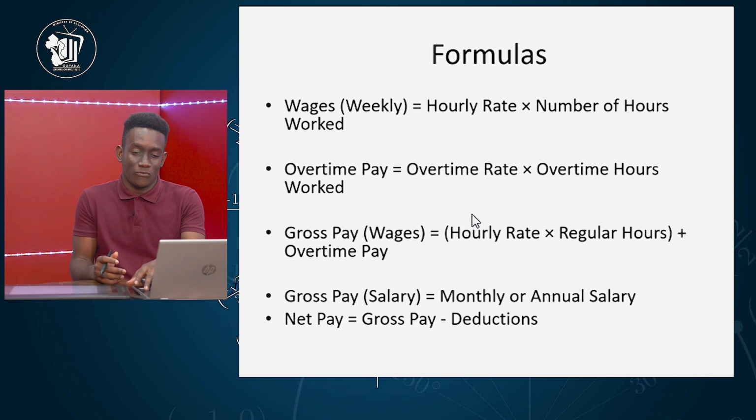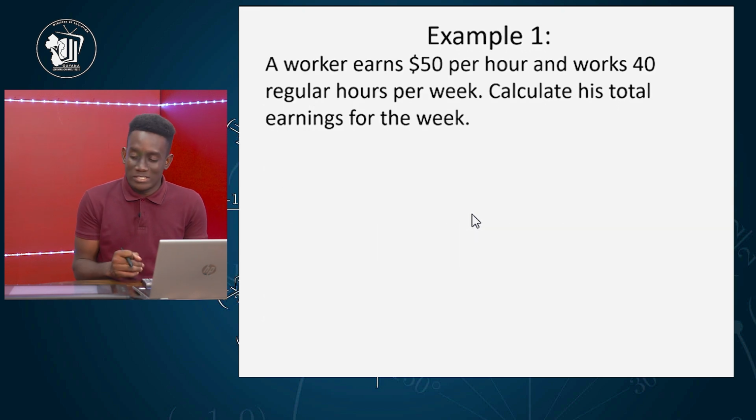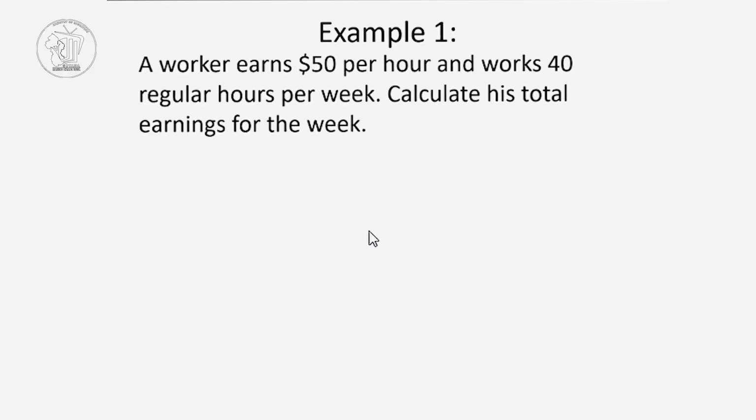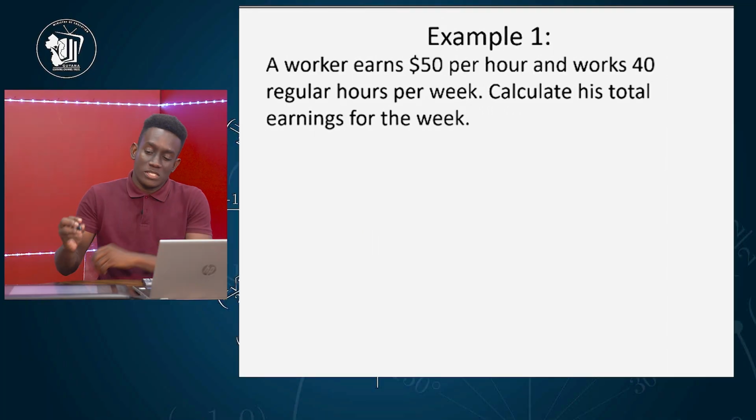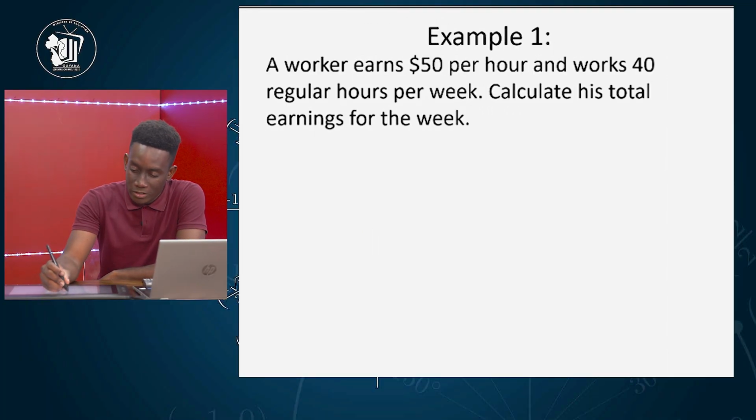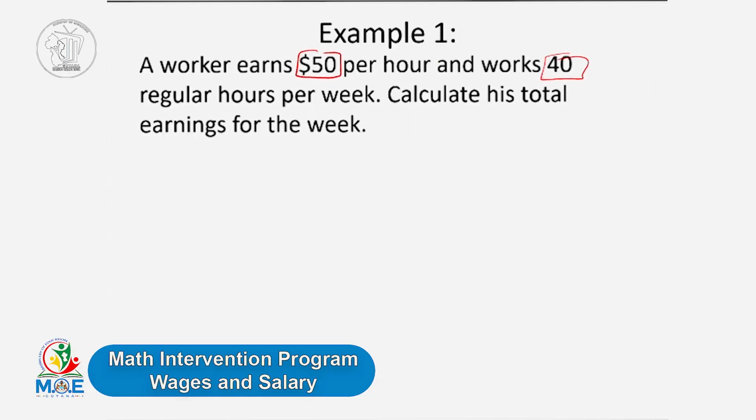So let's head into our first example. The first example says, a worker earns $50 per hour and works 40 regular hours per week. Calculate his earnings for the week. So we see the worker earns $50 every hour and he works 40 hours.